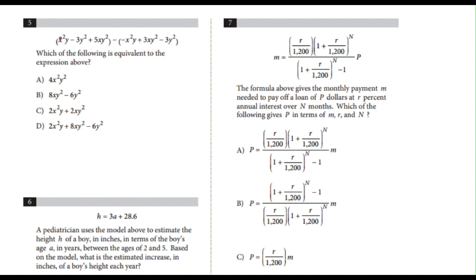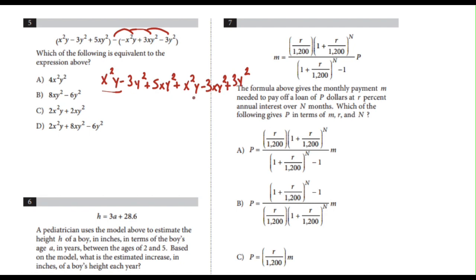Number 5, x squared times y minus 3y squared plus 5xy squared minus negative x squared y plus 3 times x times y squared minus 3y squared. Our first step in order to simplify this expression is to distribute the negative to the parentheses on the right. We'll have x squared y minus 3y squared plus 5xy squared plus x squared y minus 3xy squared plus 3y squared.